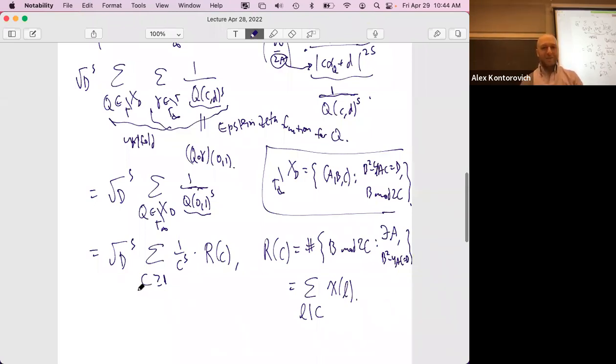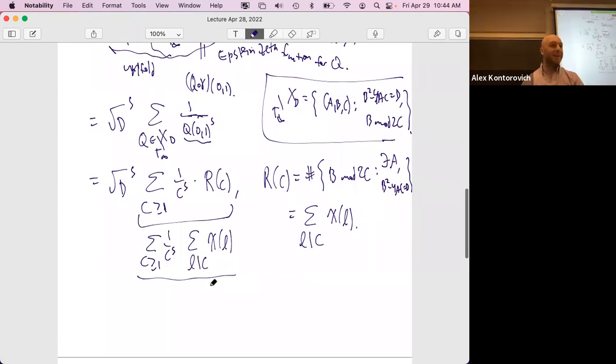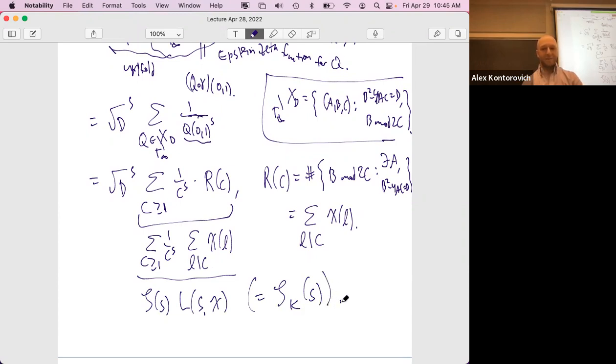And so if you unfold this sum, it was a sum over c, 1 over c to the s, and a sum over L dividing c of chi of L. But that's the same thing as this Dedekind zeta function. So this opens as zeta of s times L of s chi, which is also, as an aside, the Dedekind zeta function of the field K, where K is Q adjoined with root D. Okay. And now we're done.